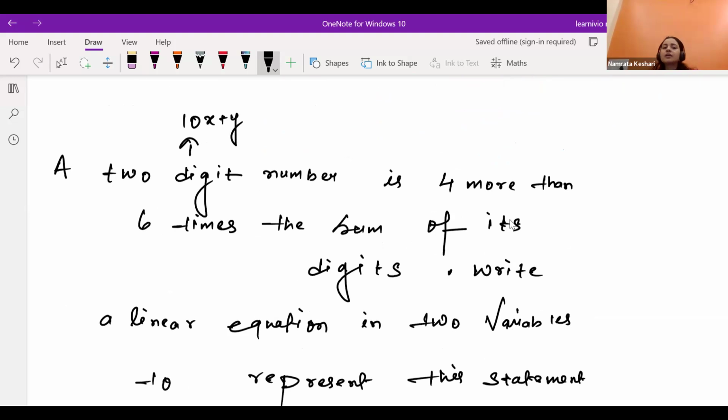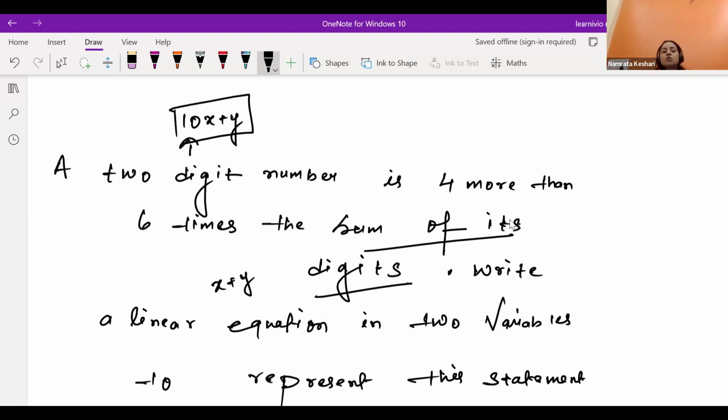Yes. Okay. Now a two-digit number, this is our assumption, is 4 more than 6 times the sum of its digits. The sum of the digits means x plus y. Right? The sum of the digits of a two-digit number will be x plus y. We are just adding the digits, not their place values. We are just taking the digits and adding them. That is x plus y. Yes or no?